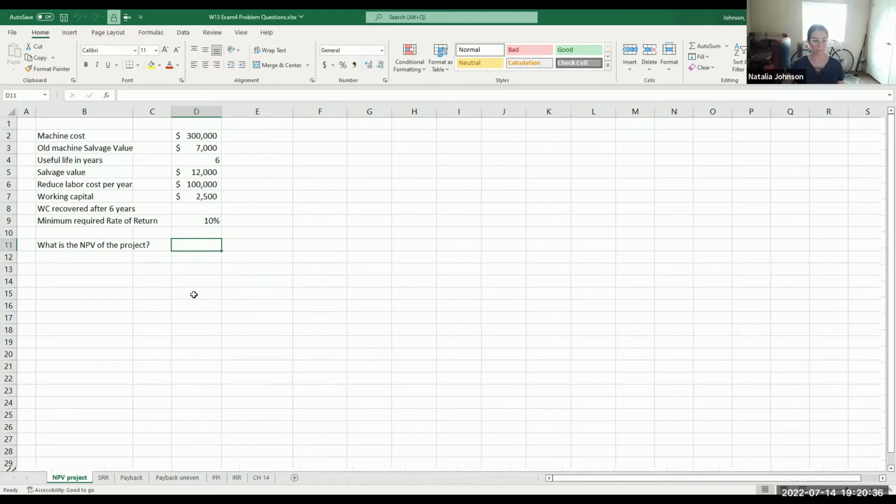Okay, sounds good. So for this one, there's a new machine that they're going to buy, it's 300,000. And they're going to get rid of an old machine, and the salvage value is 7,000. The useful life of the new machine is 6 years. And the salvage value of that new machine after 6 years is 12,000. It will reduce labor by 100,000. And then there's a working capital of 2,500 that they will get after the 6 years. And the minimum required rate of return is 10%. So what is the net present value of the project?